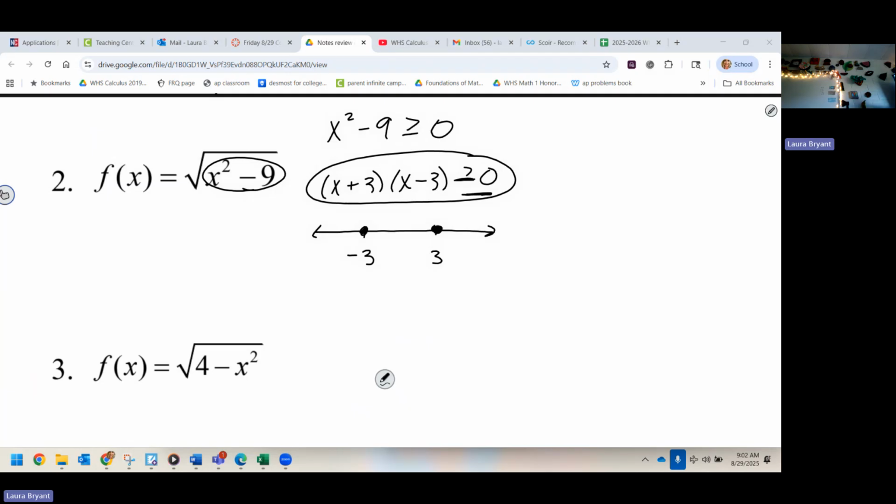So over here, my test value on this interval might be like -5. And you don't have to show work for this. You can do this in your head. That's fine. If I plug in -5 here, -5 plus 3 is something negative. -5 minus 3 would be something negative. And a negative times a negative is a positive. So that part does work for the greater than or equal to 0. So this part is going to be a part of my solution.